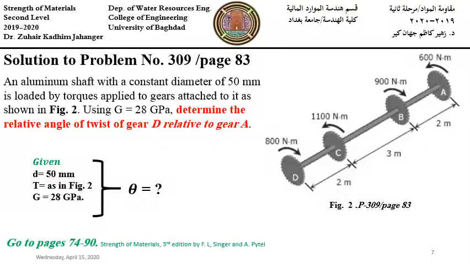So how to solve this question or problem? First of all, determine theta, keep in mind, of gear D relative to gear A. So there is a sign convention to solve this problem.